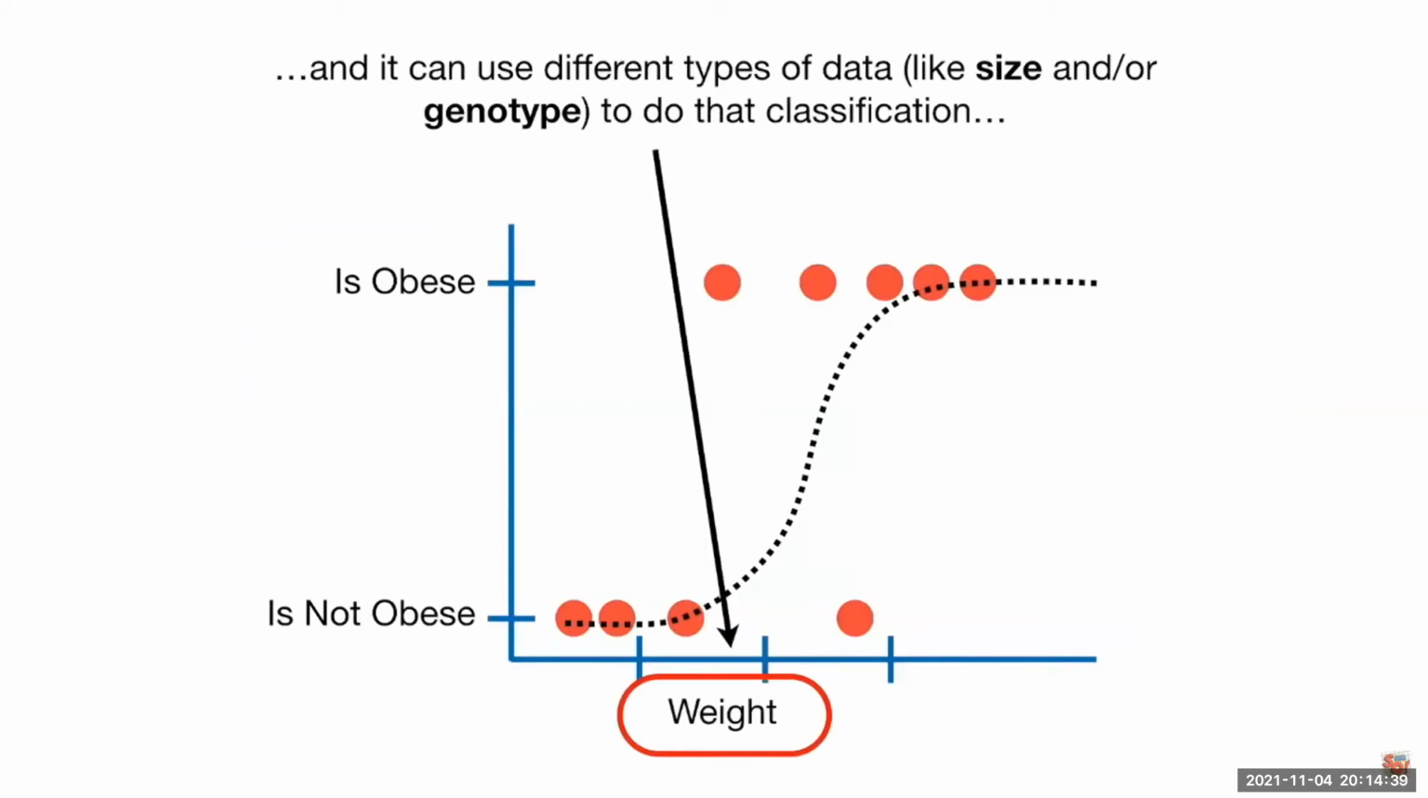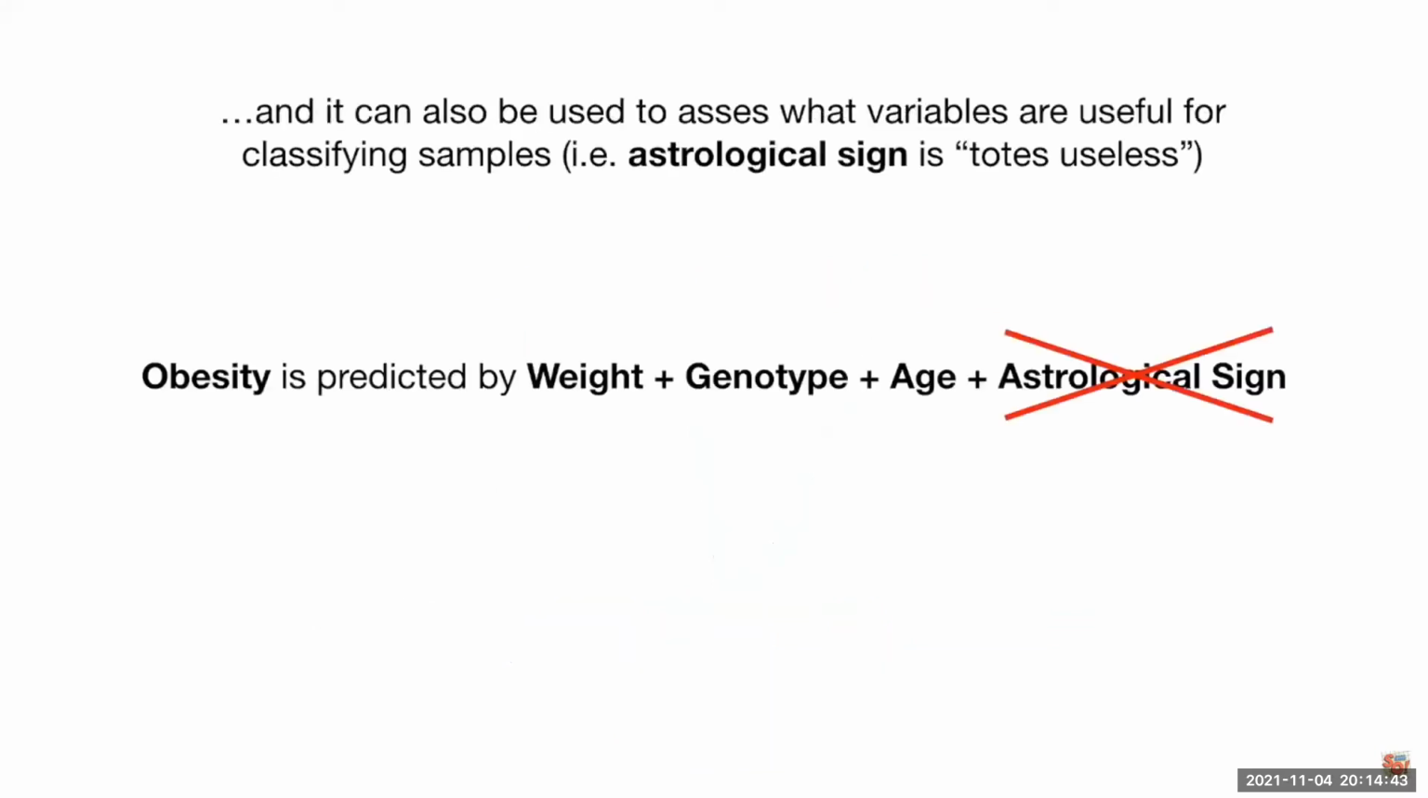and it can use different types of data, like size and/or genotype, to do that classification. And it can also be used to assess what variables are useful for classifying samples, i.e., astrological sign is totes useless.